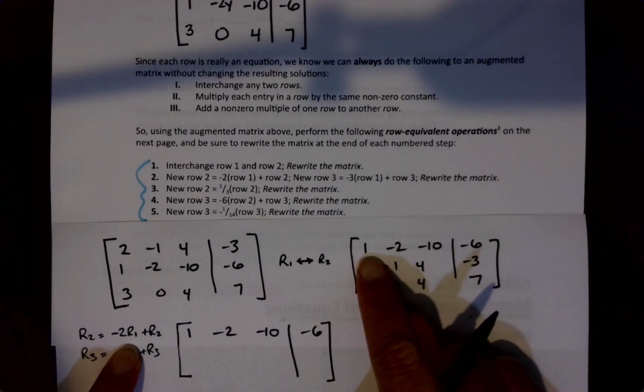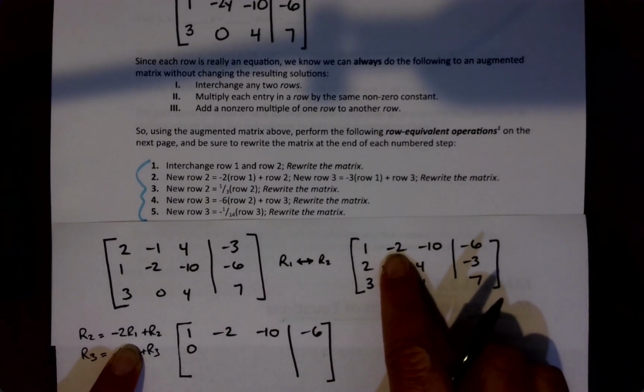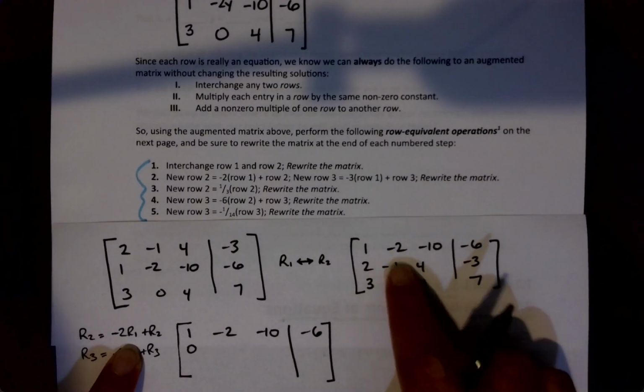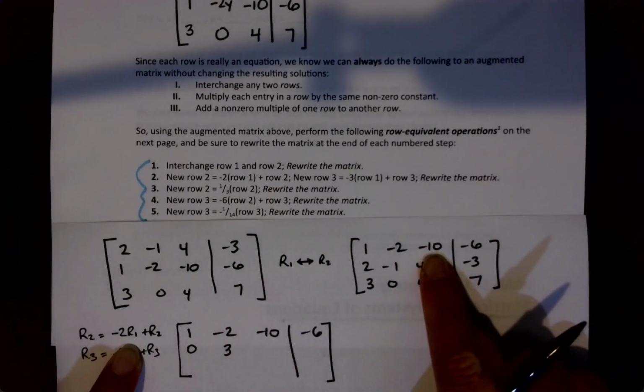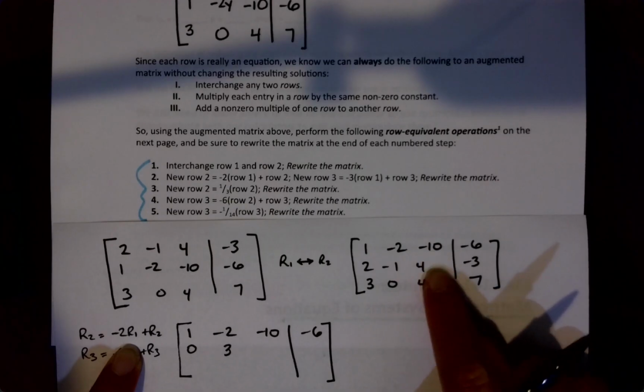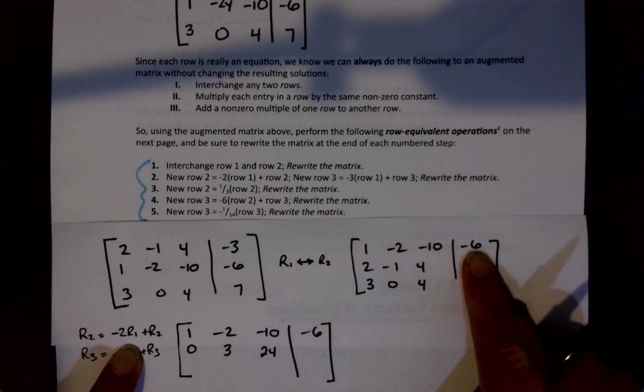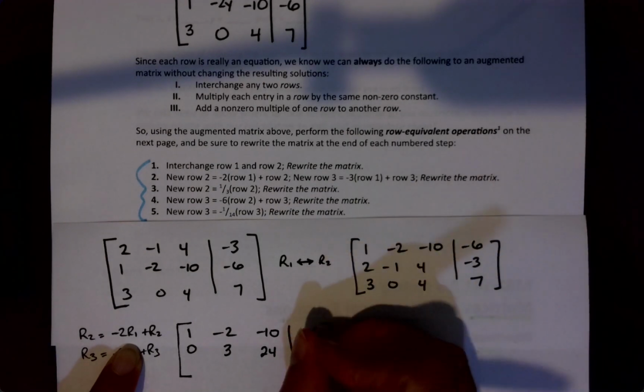For row 2, I'm going to take -2 times row 1 and add it to row 2. -2 times 1 is -2. -2 plus 2 is going to be 0. -2 times -2 is 4. 4 plus -1 is 3. -2 times -10 is 20. 20 plus 4 is 24. -2 times -6 is +12. +12 minus 3 is 9.